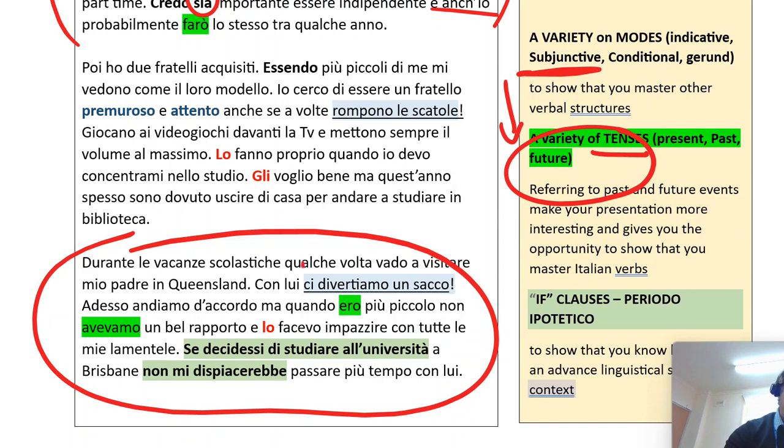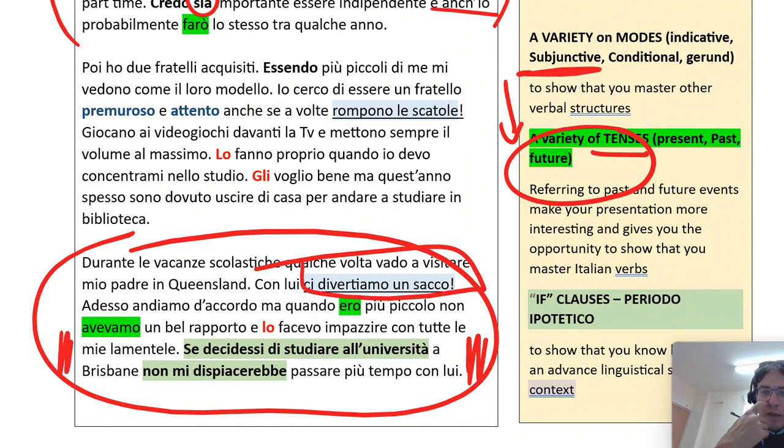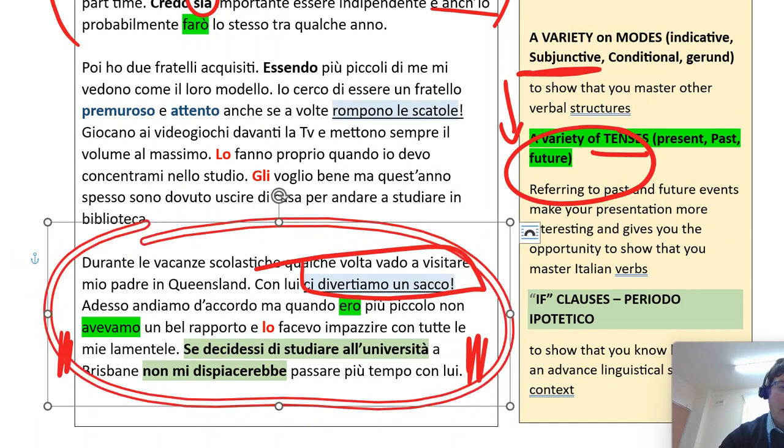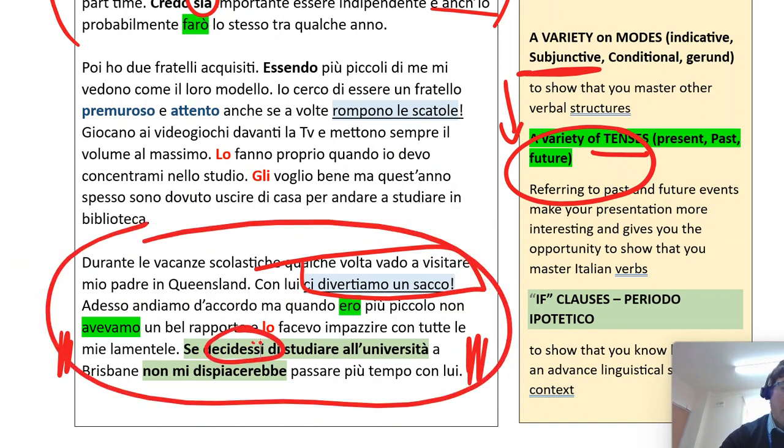We've got the expression "ci divertiamo un sacco", which is having fun a lot, so another idiomatic expression. And most importantly here, right at the end, you finish with a periodo ipotetico. These are what we call if clauses. They are obviously pretty advanced because you've got to be able to use the imperfect form of the subjunctive.